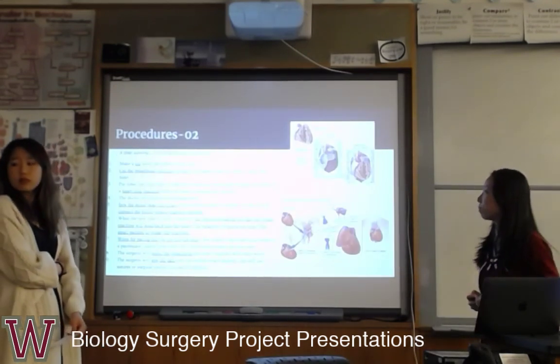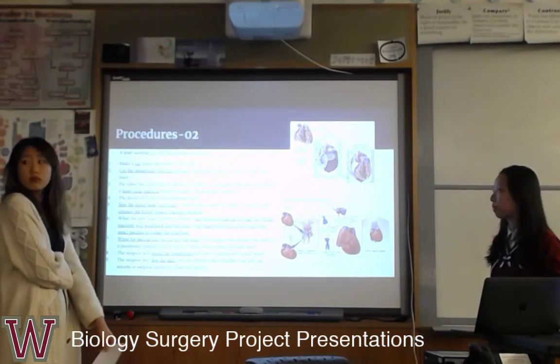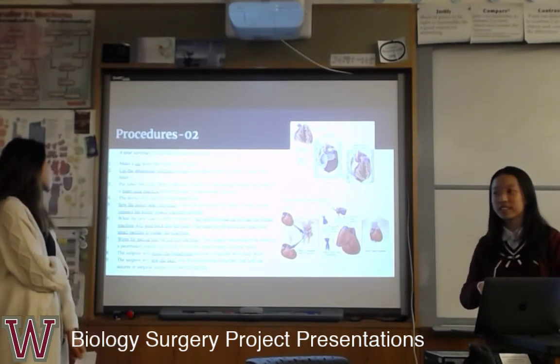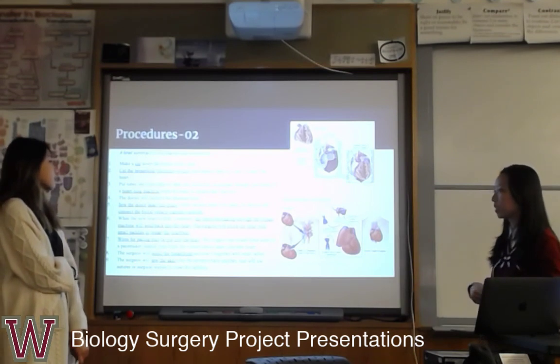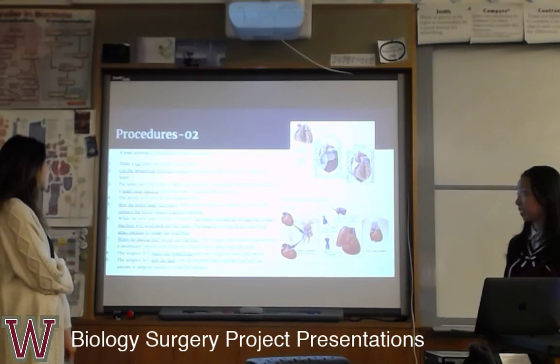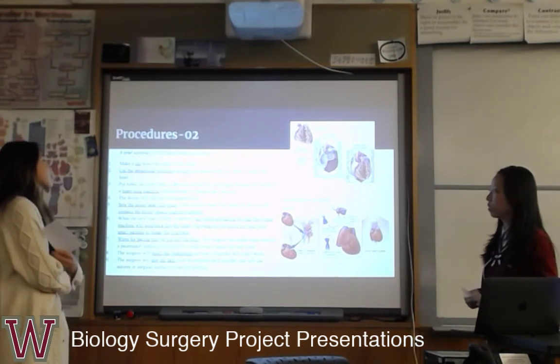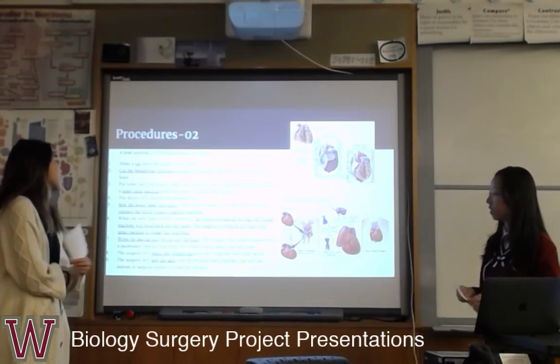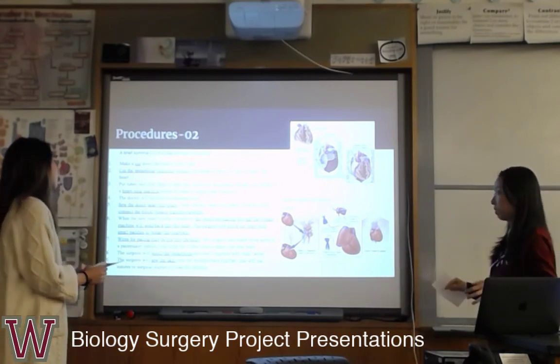So this is a brief summary of the step-by-step procedures, because there are a lot of things a surgeon needs to do, so we just pick some of the most important ones. Firstly, you need to make a cut down the center of the chest. And then you need to cut the breastbone in half and separate it in order to find the location of the heart.